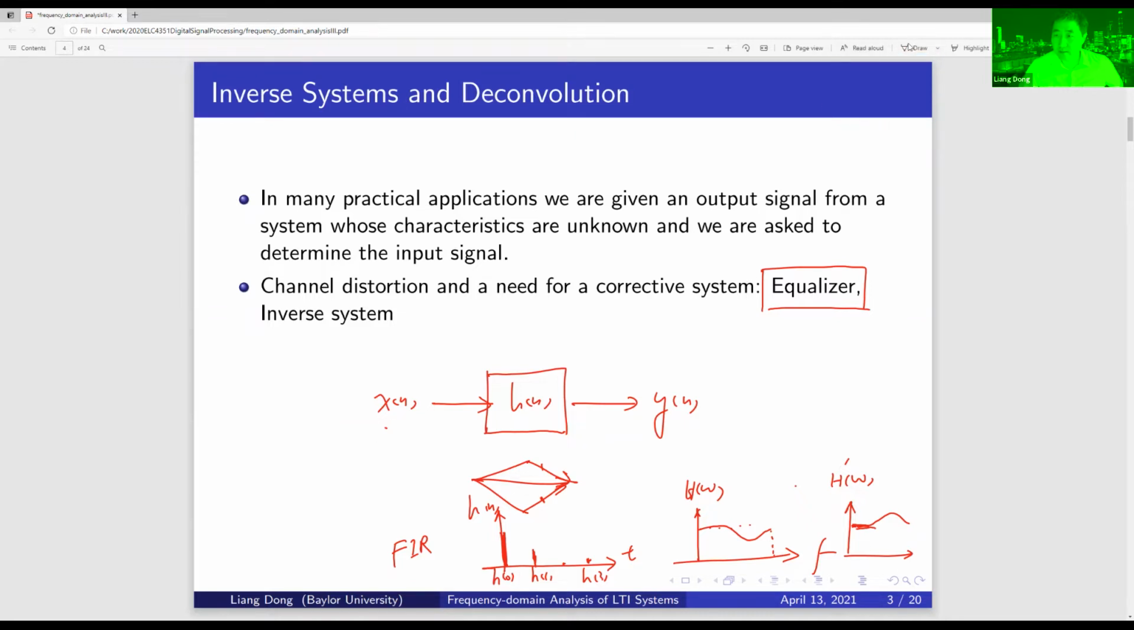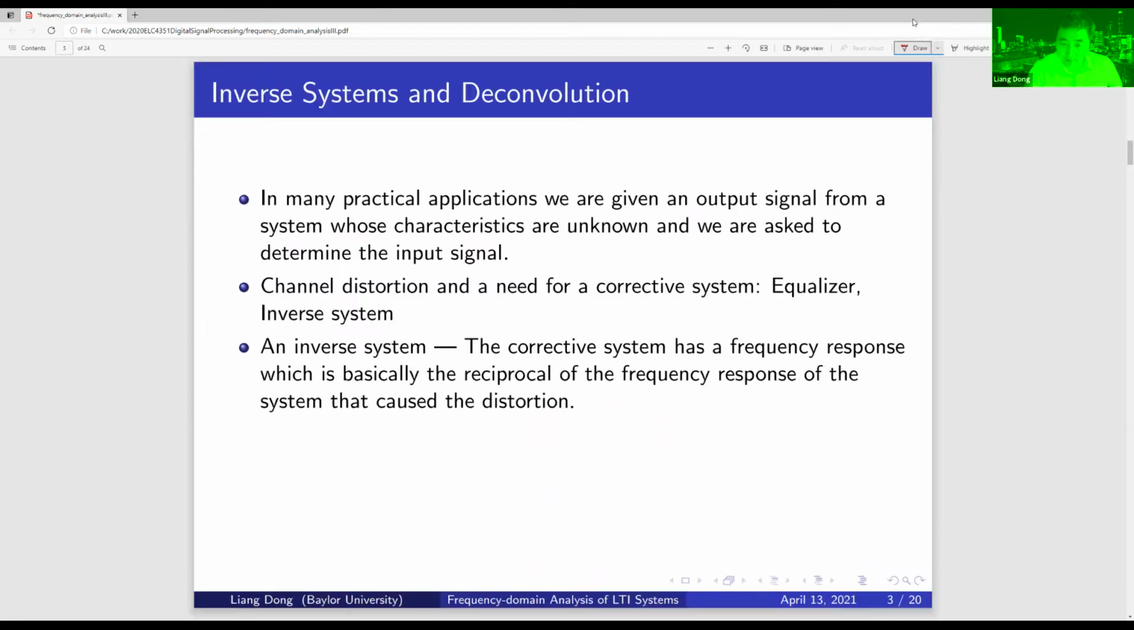Okay, so an inverse system is a corrective system that has a frequency response which is basically the reciprocal of the frequency response of the system that caused the distortion, like we saw on the previous page.